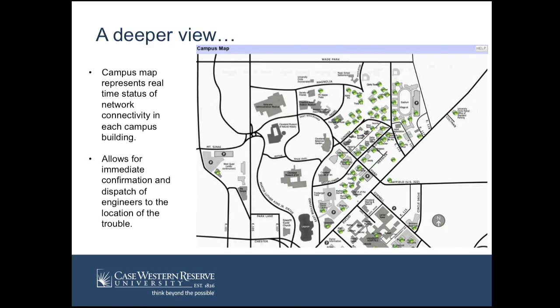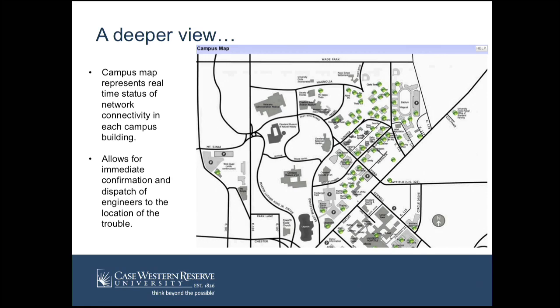And so we'll take a look into sort of the deeper views that we now have as part of this SolarWinds tool. The example here is the campus map, which represents a real-time status of our network connectivity in each campus building. It allows for immediate confirmation and dispatch of engineers to the location of the trouble.